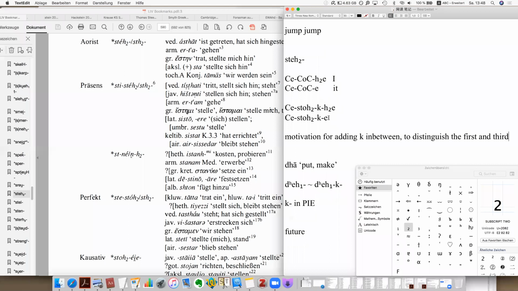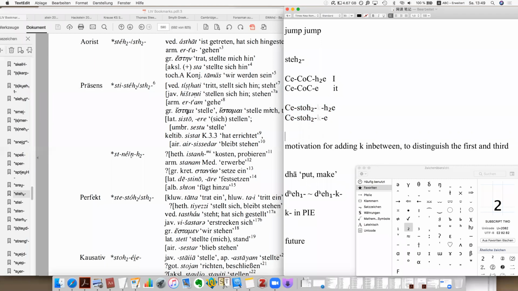So this is probably the reason, because if you don't have this K, you have H2, this is actually the same, H2E, and then this is again H2E if you don't have the K here. So this is basically the same. So this is he, and then you don't have a K here, and this is he. So this would make the two forms identical.